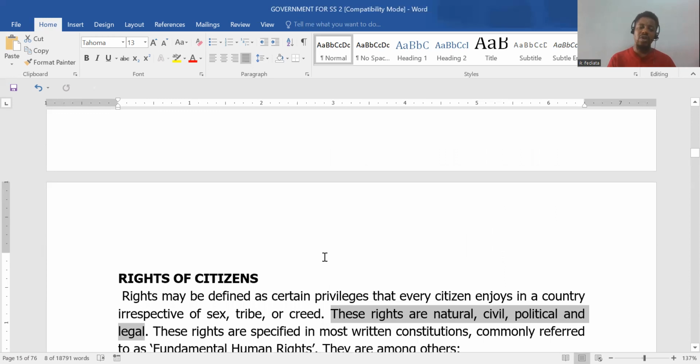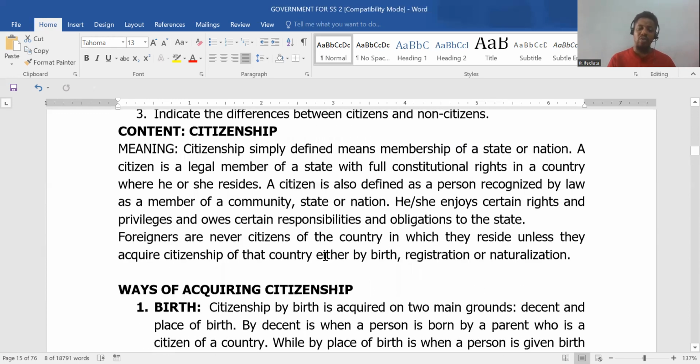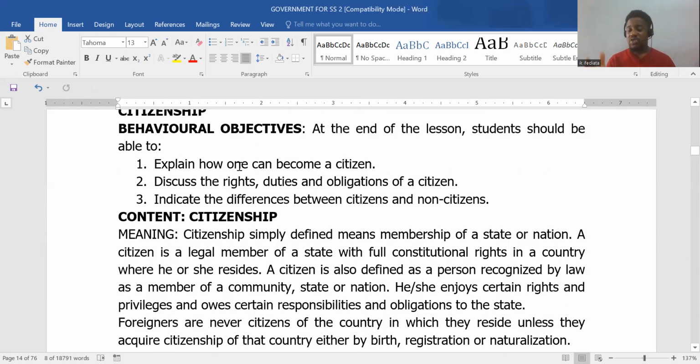We looked at a couple of topics here. What is citizenship? Who is the citizen? What are the ways of acquiring citizenship? Rights and duties of a citizen. Difference between citizens and non-citizens.